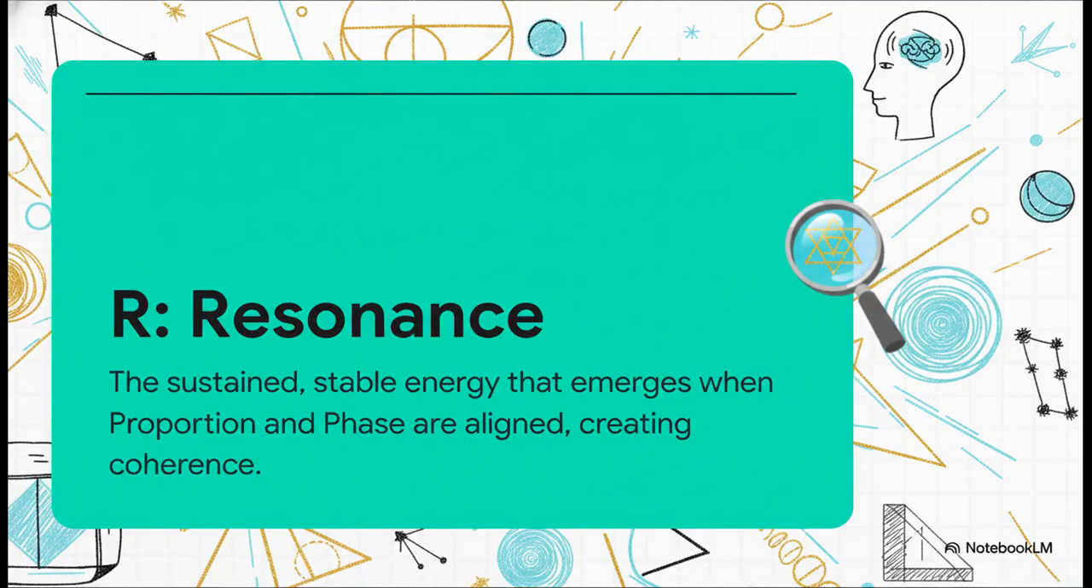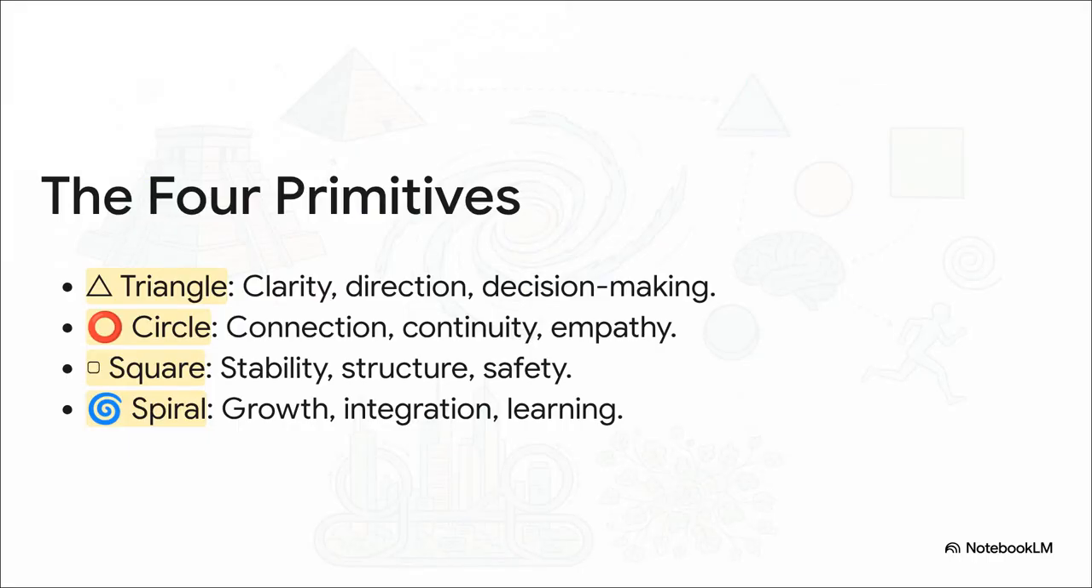And finally, that brings us to R, which stands for resonance. This is the good stuff. This is the powerful, stable energy that just emerges when you get that perfect proportion and that calibrated phase working together. It's the runner's flow state, right? When they can just keep going effortlessly because the whole system is self-sustaining. It's coherent.